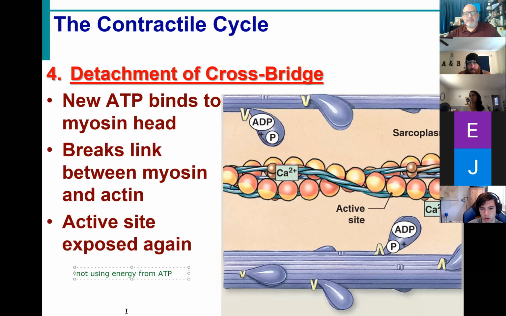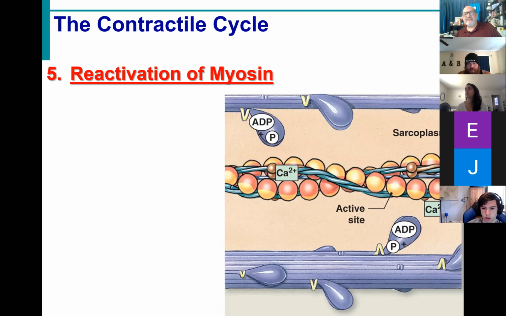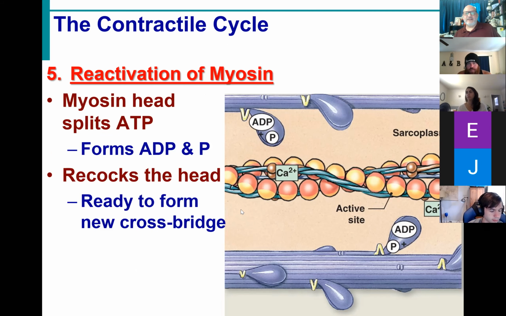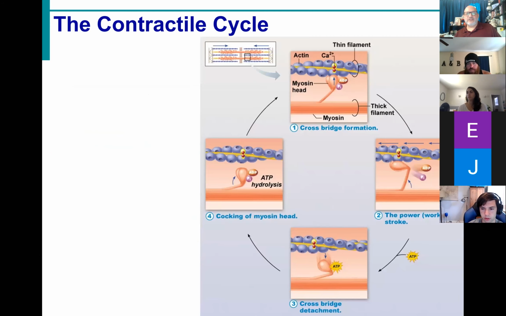So again, binding of the ATP changes the shape of the myosin head and causes the myosin head to let go of the actin. Now, the hand hole on the actin is open, so another myosin head could grab on to it. But this myosin head's got to revitalize. It's got to split that ATP, forming the ADP and the phosphate, and that reprimes, re-energizes, recocks the head so that a new crossbridge can form and the process can continue.